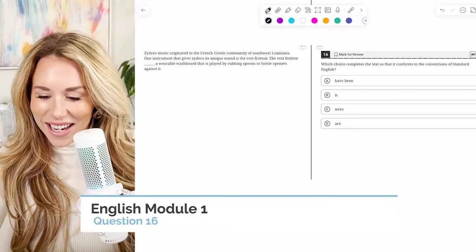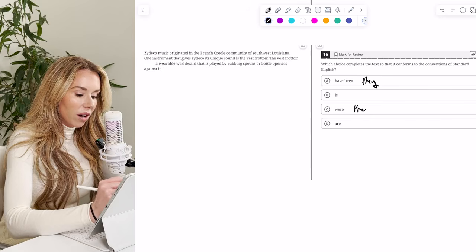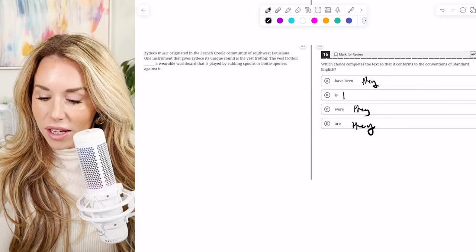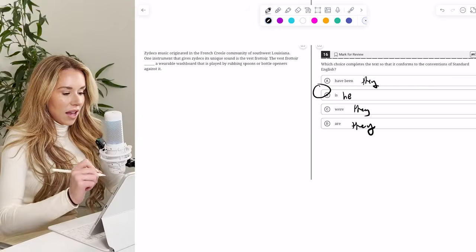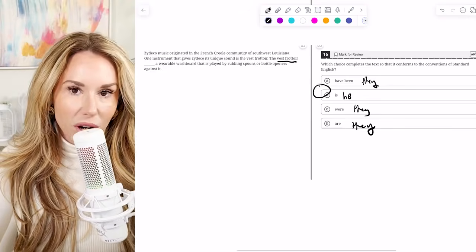All right, 16. This one's easy. Pronoun trick. They have been, they were, they are, he is, it's going to be "is." And this, I guess, is singular, which is why we say "is a wearable washboard."